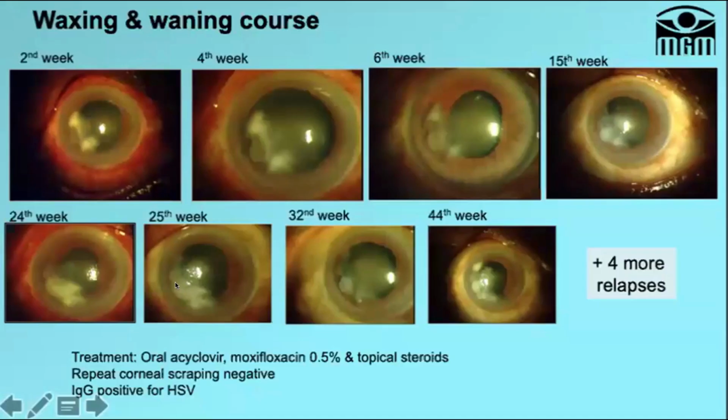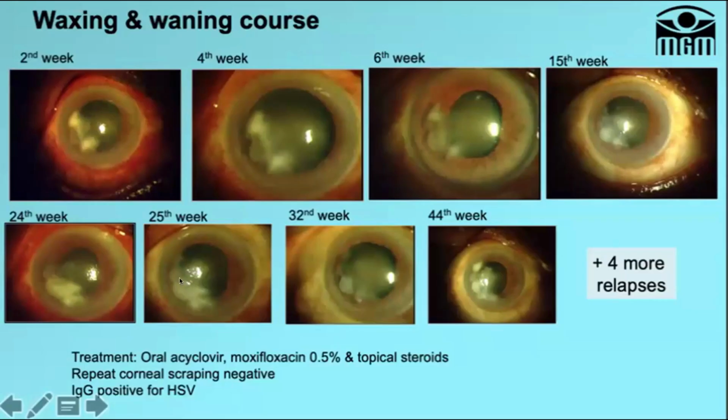At this stage, we again re-scraped, thinking that we might be dealing with a fungus, but we did not get an organism. We did not have access to PCR, that is polymerase chain reaction test, or to a confocal microscope. So to confirm that we were treating the patient correctly as herpetic keratitis, we did a serology and the IgG was positive. So we continued with oral acyclovir and topical steroids.